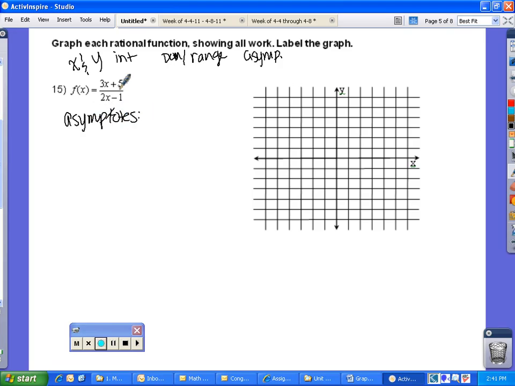Your asymptote for your x is going to be when 2x minus 1 equals 0. So x equals 1/2. So that's going to be your first asymptote, which is going to go right down here.